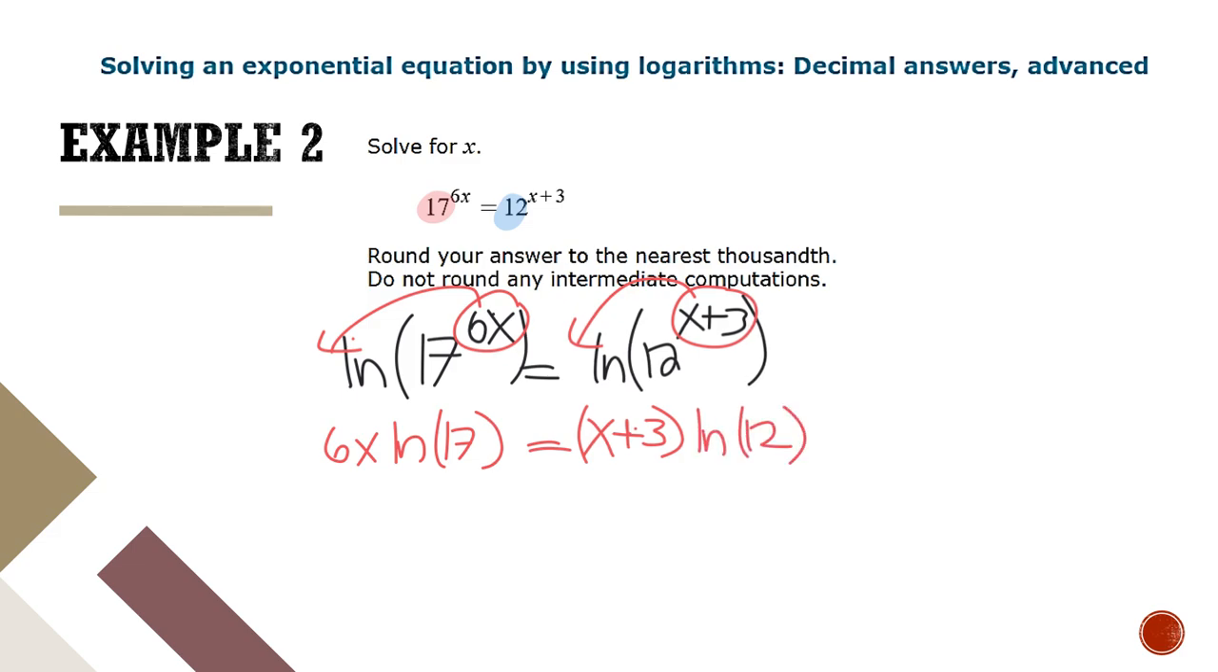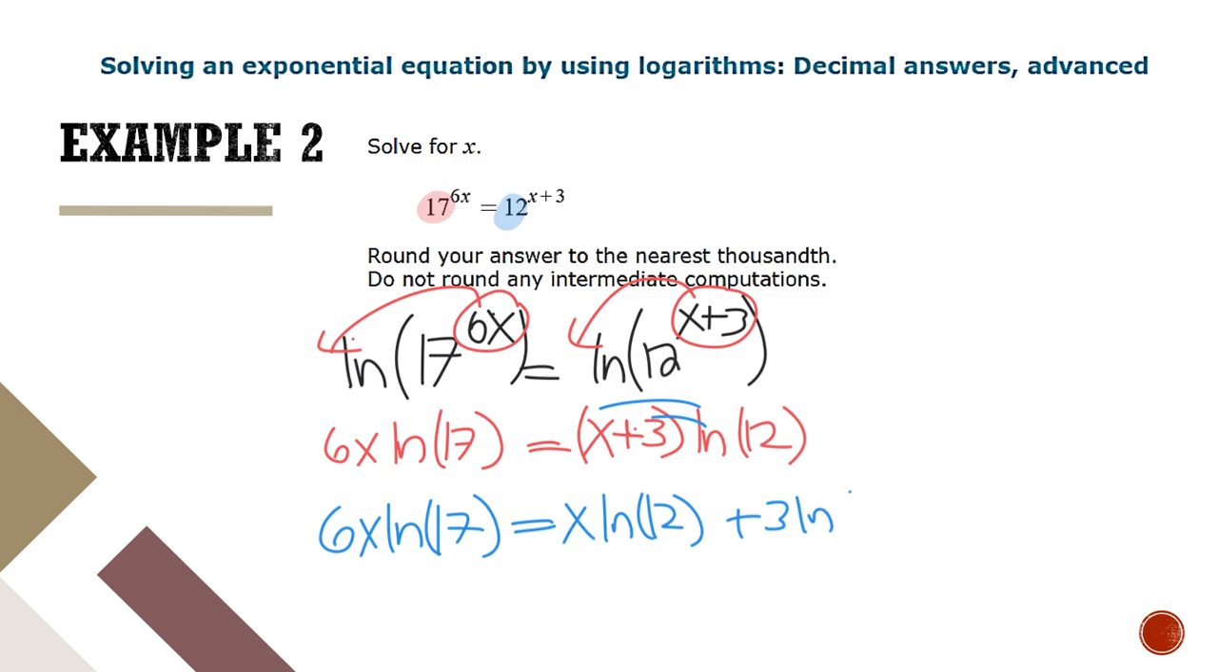Now, how do I solve this? Well, there's a few ways we can do that. I like to distribute this out. So this we can rewrite as 6x natural log of 17. That's the same. But what we can do is distribute this out to be x times the natural log of 12 plus 3 times the natural log of 12. We're just multiplying that out.